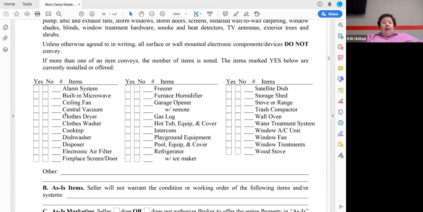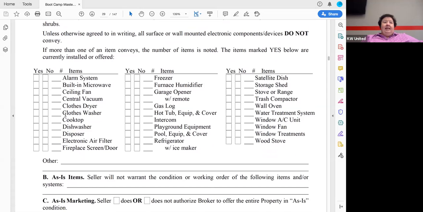So built-in microwave does not mean that the microwave is sitting on the counter. Now, if someone does have a microwave that's sitting on the counter and they want it to convey, it goes here under the other section, countertop microwave. Then you would have no here unless it had a microwave built in and one on the counter. Ceiling fans, how many ceiling fans are in the house? If it's yes, is it one or more? You go through and count. How many ceiling fans are there?